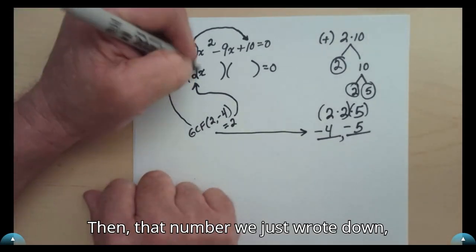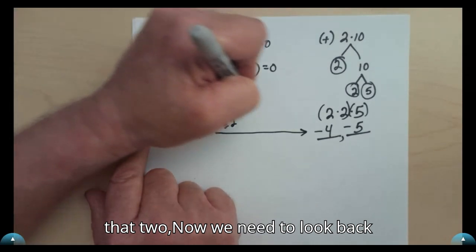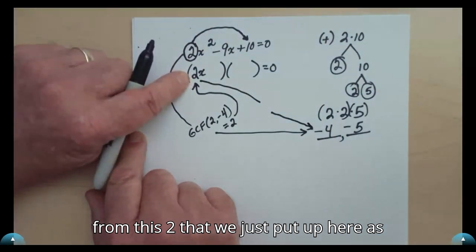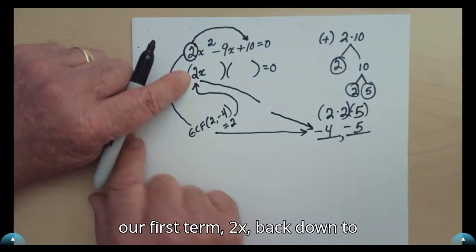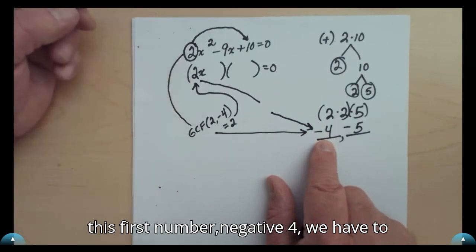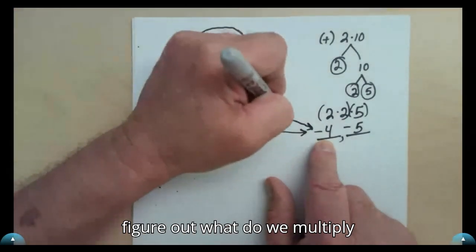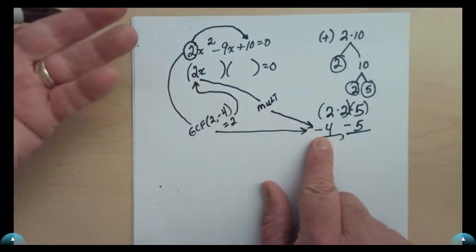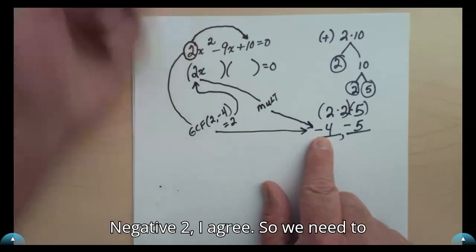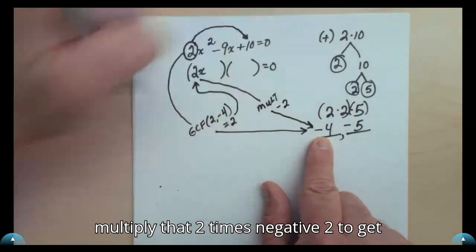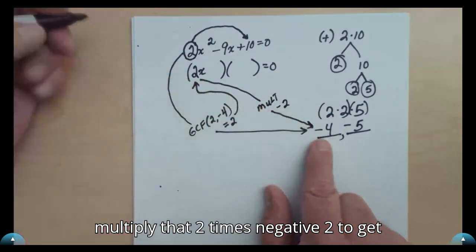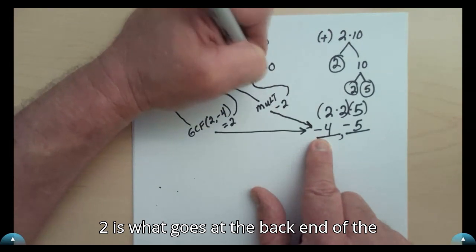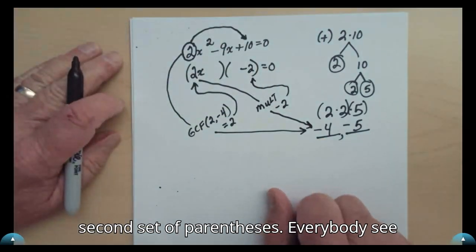That number we just wrote down, that 2, now we need to look back down at the first number we found. So from this 2 that we just put up here as our first term, 2x, back down to this first number, -4, we have to figure out what do we multiply 2 times to get -4. -2, I agree. So we need to multiply that 2 times -2 to get -4. Then -2 is what goes at the back end of the second set of parentheses. Everybody see that?